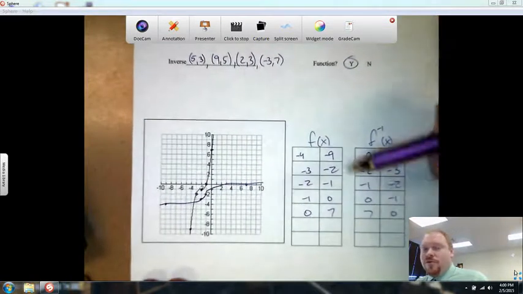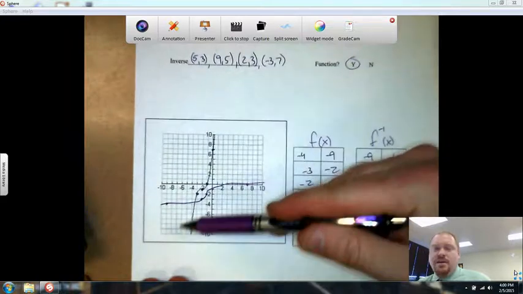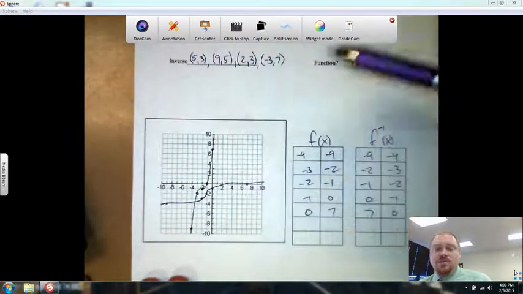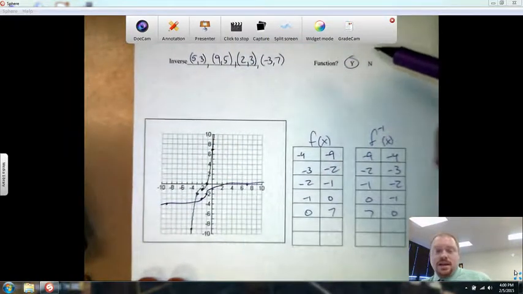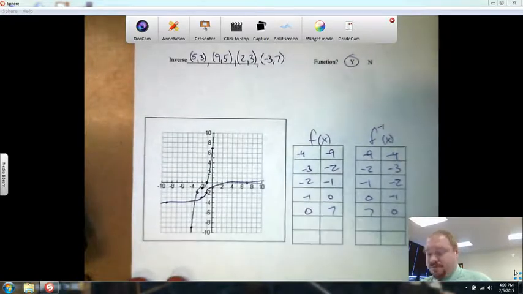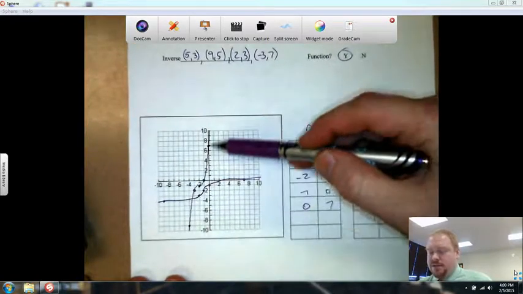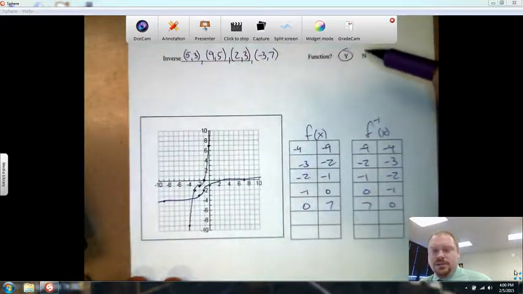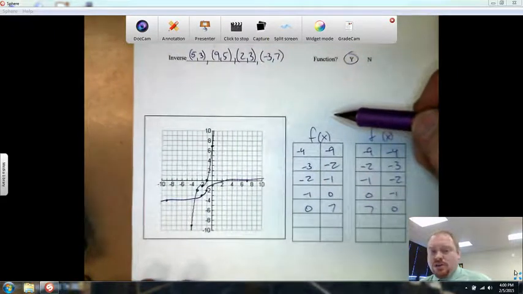Remember, the vertical line test says if you can draw any vertical line through a graph and it touches more than once, then it is not a function. Well, it looks like this passes the vertical line test. So the inverse is also a function.